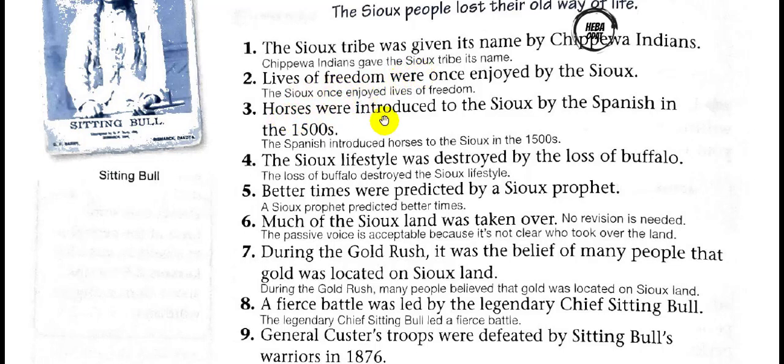Number 3. Horses were introduced to the Sioux by the Spanish in the 1500s. Again, I know the doer of the action, the Spanish. The Spanish introduced horses to the Sioux in the 1500s. Number 4. The Sioux lifestyle was destroyed by the loss of buffalo. Again, the doer of the action is known. The loss of buffalo destroyed the Sioux lifestyle. Number 5. Better times were predicted by a Sioux prophet. Again, the doer of the action is known, so a Sioux prophet predicted better times.